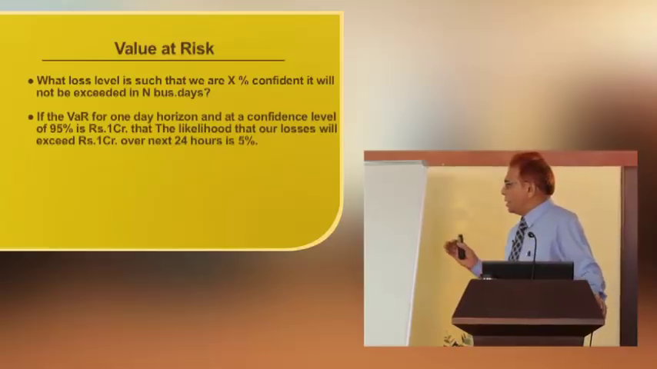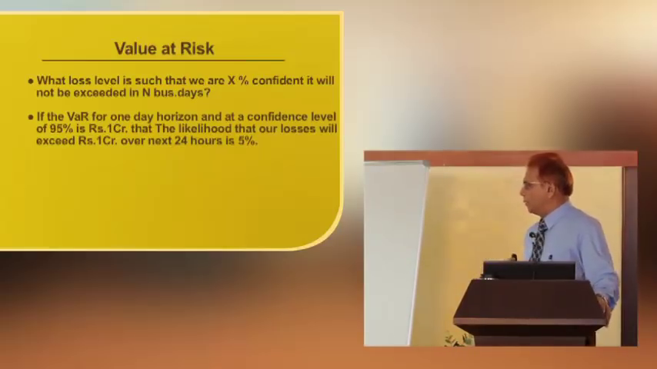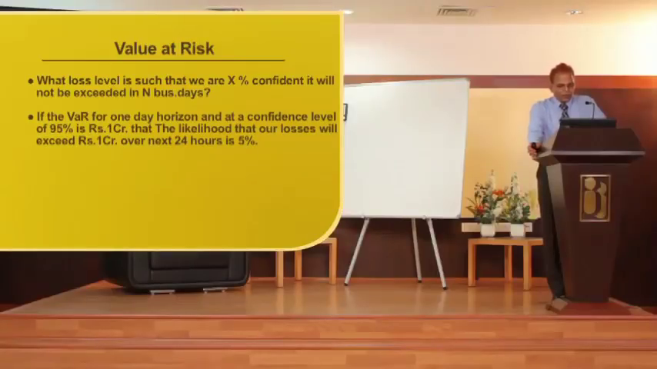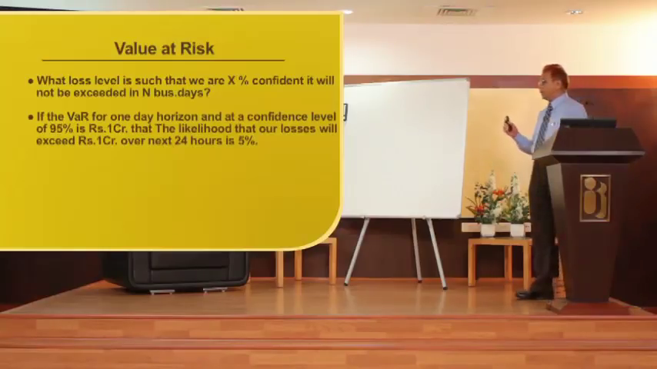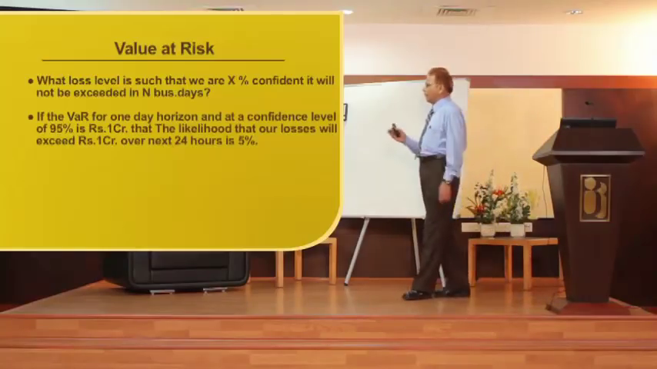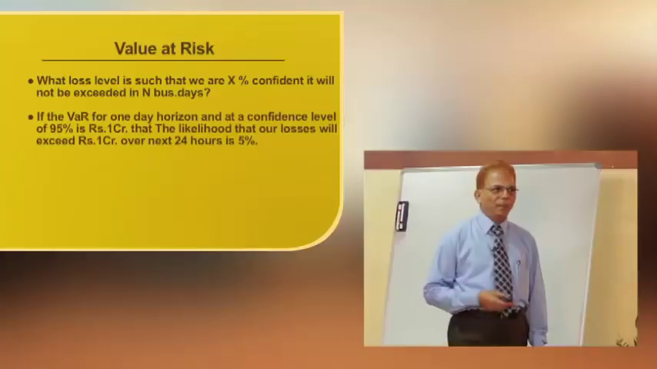If the VAR for a 1 day horizon at a confidence level of 95% is say 1 crore, it says the likelihood that our losses will exceed 1 crore over the next 24 hours is only 5%. So when we say this with 95% confidence, then there is a 5% possibility that the losses may exceed the VAR number.